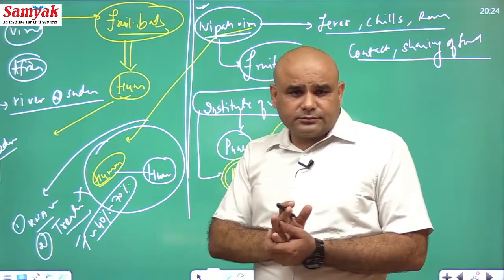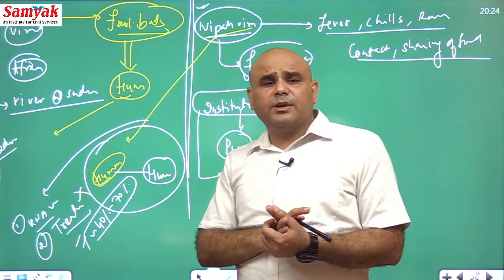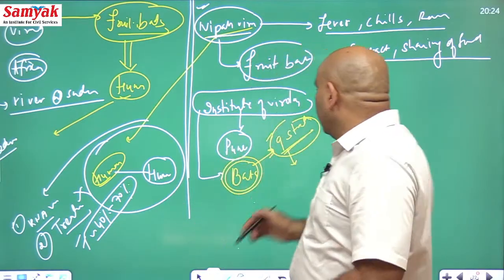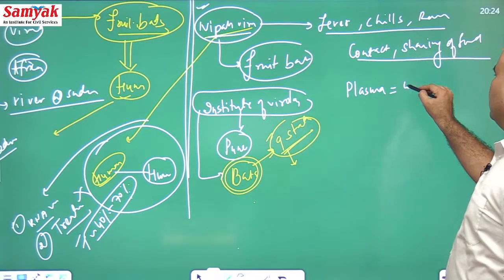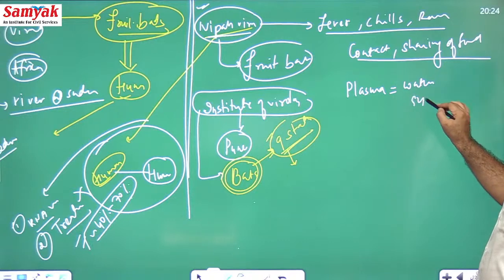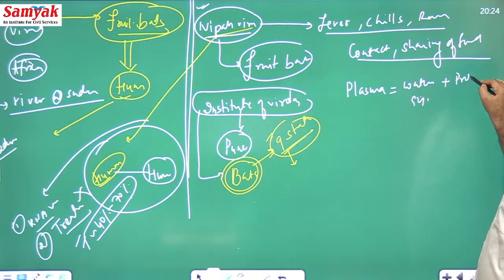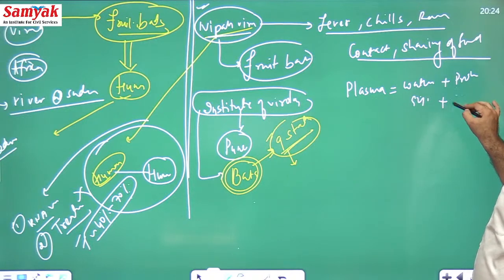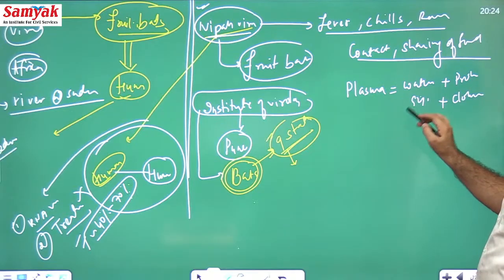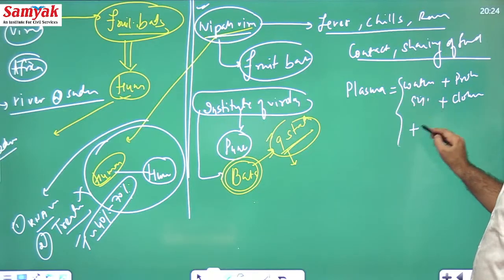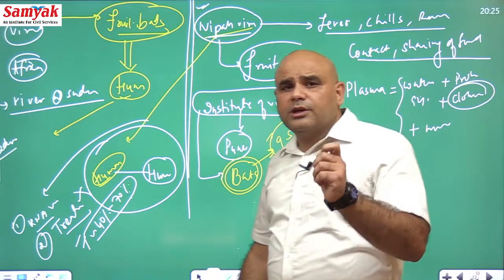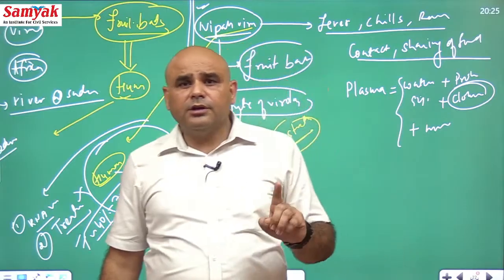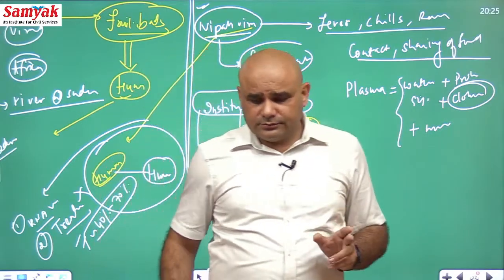One more example. What is the difference between plasma and serum? Now see, whenever I am saying plasma, plasma means water 92% plus all types of proteins plus all types of clotting factors plus all types of minerals. Now if I remove all the clotting factors from plasma, it will become serum. It will become serum. Remember this thing.